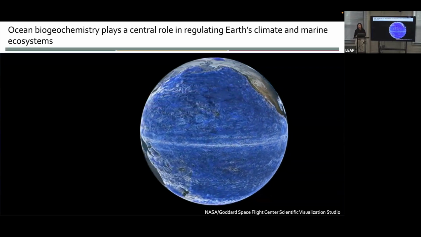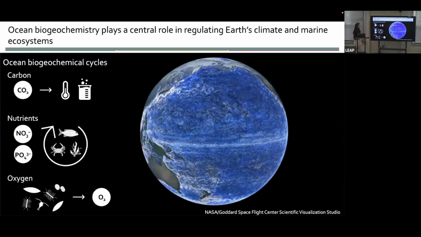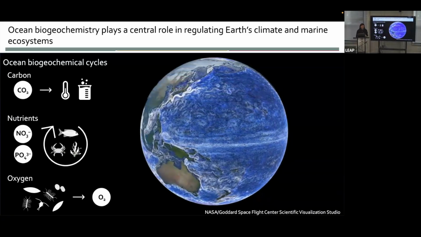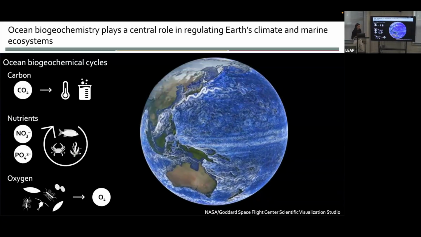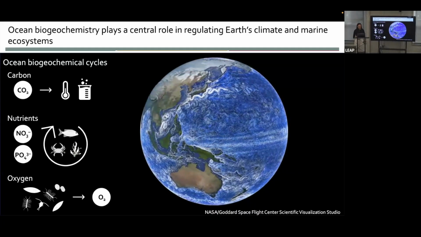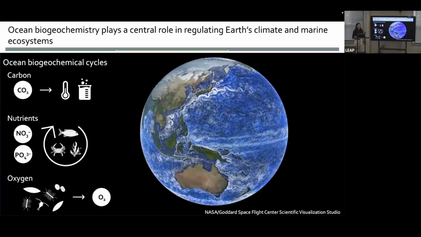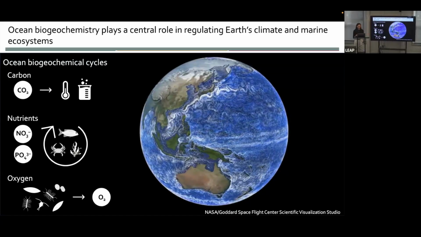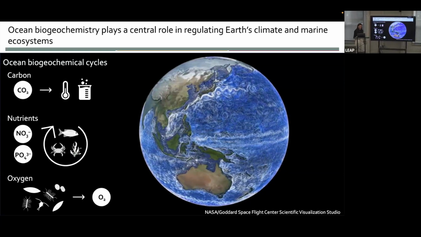And at the core of this interconnected system are the ocean's biogeochemical cycles, including carbon, nutrients like nitrate and phosphate, and oxygen. So these cycles impact ocean characteristics such as its chemistry and acidity. They sustain marine ecosystems, they regulate Earth's climate, and these photosynthetic plankton are responsible for about half of the world's oxygen. So these cycles are really critical and essential to life as we know it.